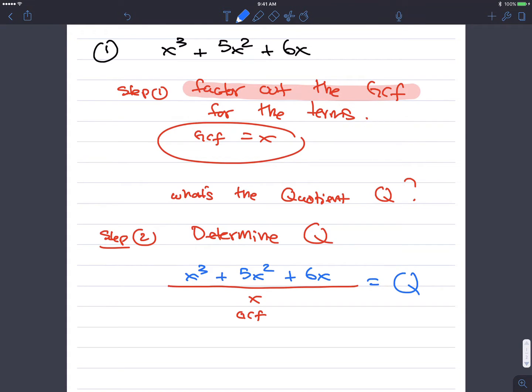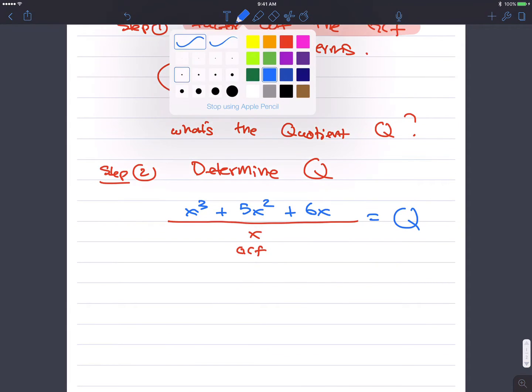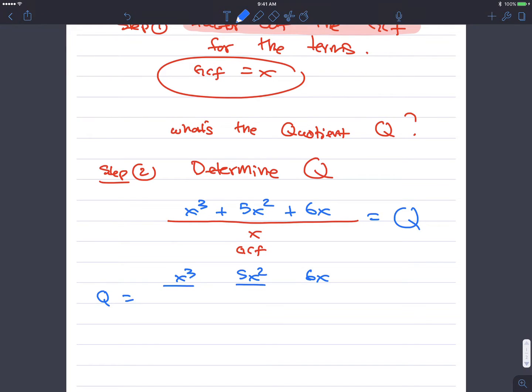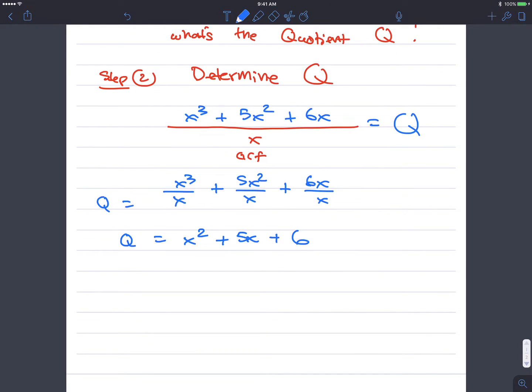Okay, so again, we now find the quotient. I know I have three terms here. Now this is what I call my Q for quotient. Each term, we're dividing by x, that GCF. And so what do we get for this quotient? We get x squared plus 5x plus the 6. So this is my quotient, and then we said step 3 was to write your answer.